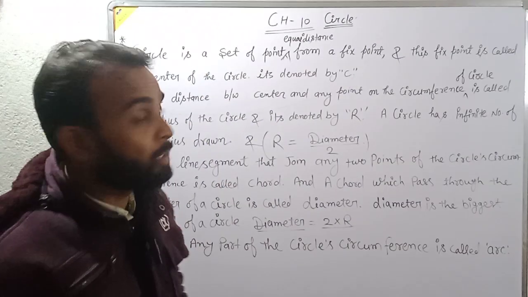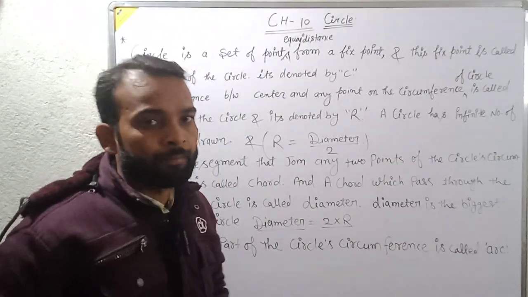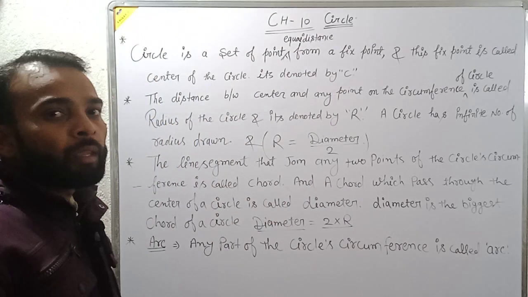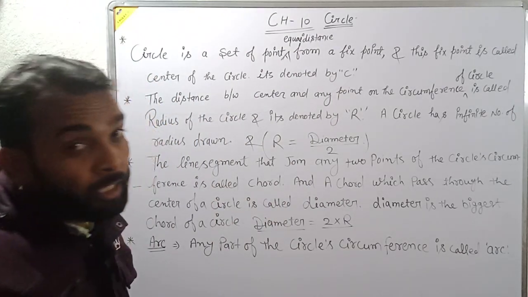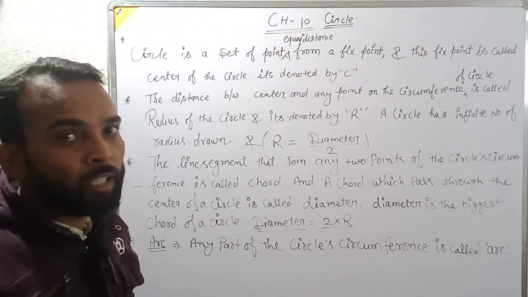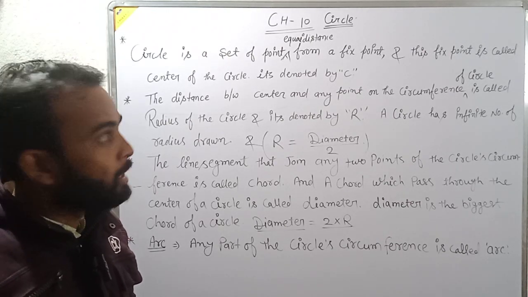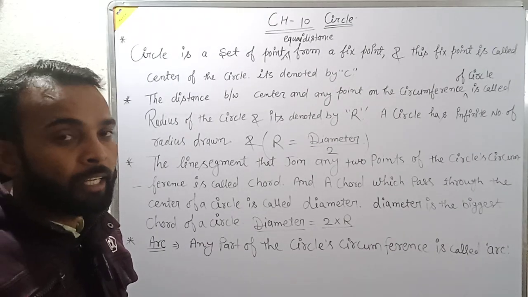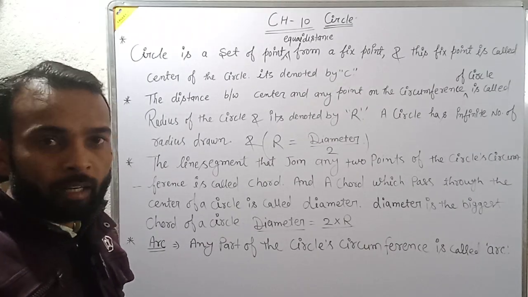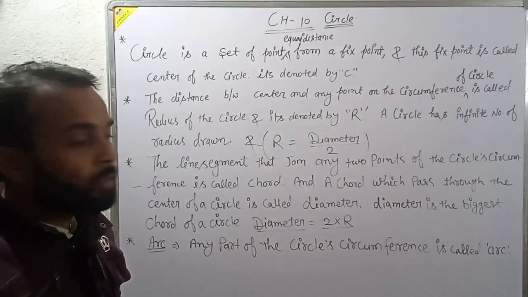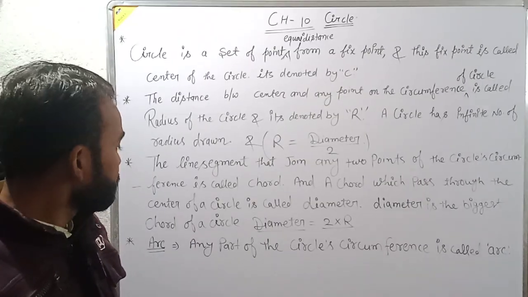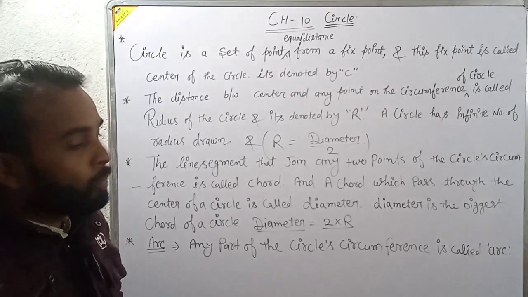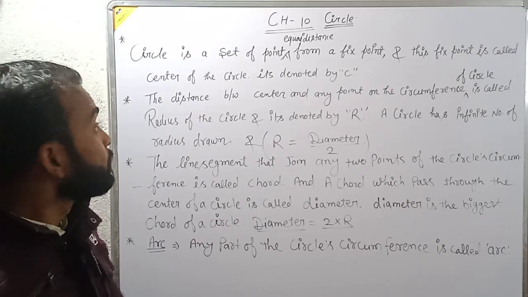We have to read chapter 10, Circle. First, before solving questions, we have to read some terminology about the circle, such as what is a circle, radius, diameter, circumference, center, chord and arc. Clear? So first, what is a circle?